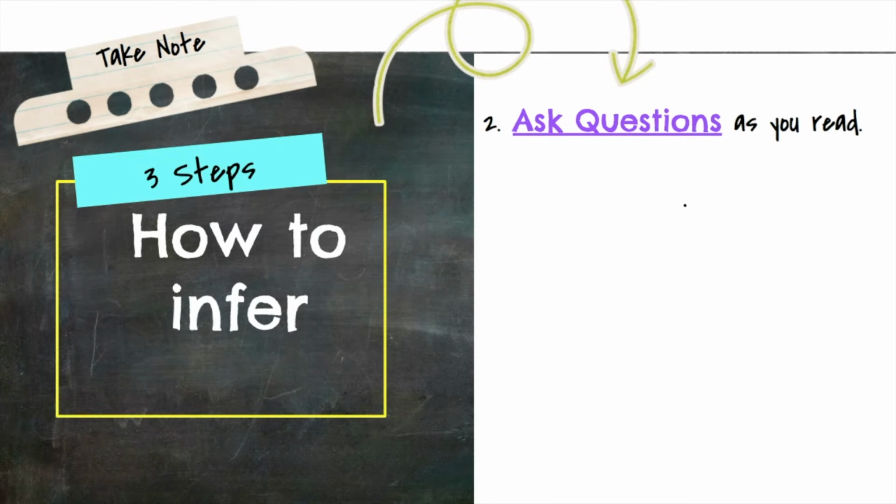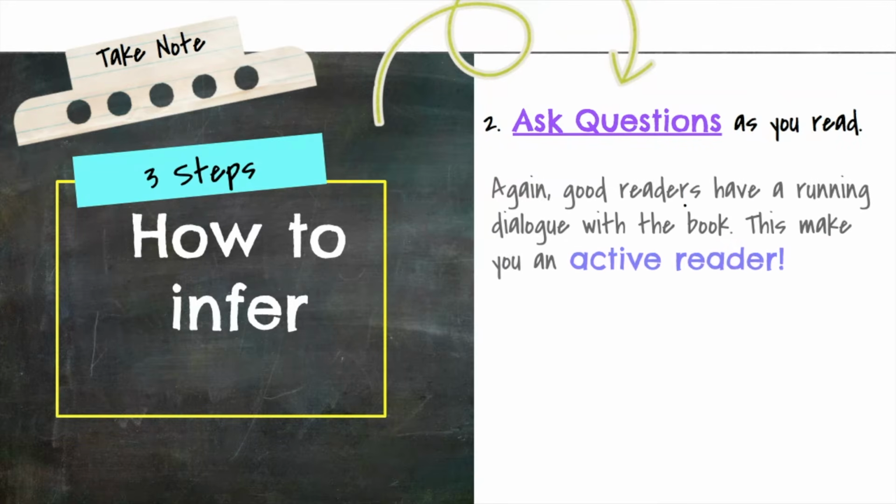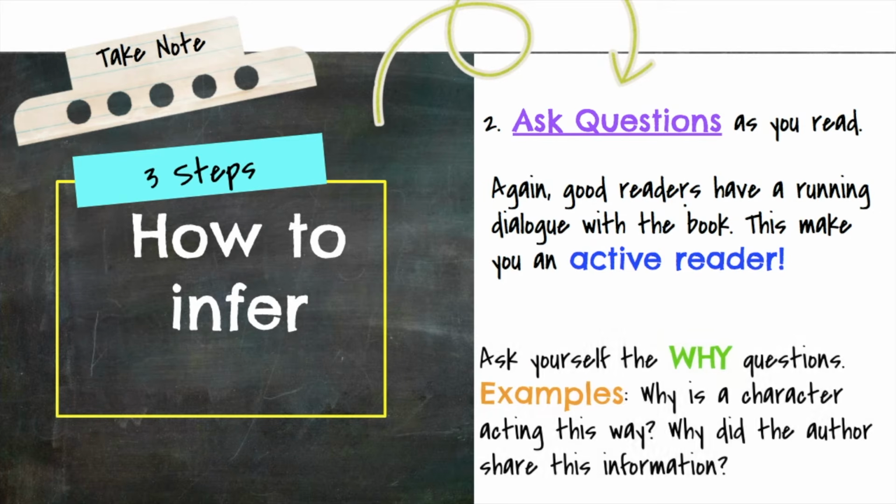you're going to ask questions as you read. So again, good readers have a running dialogue with the book. This makes you an active reader, so there's things constantly popping into your brain, questions about these why questions, like why is the character acting this way? Why did the author share this information? Those questions that you have will help you with inferring.